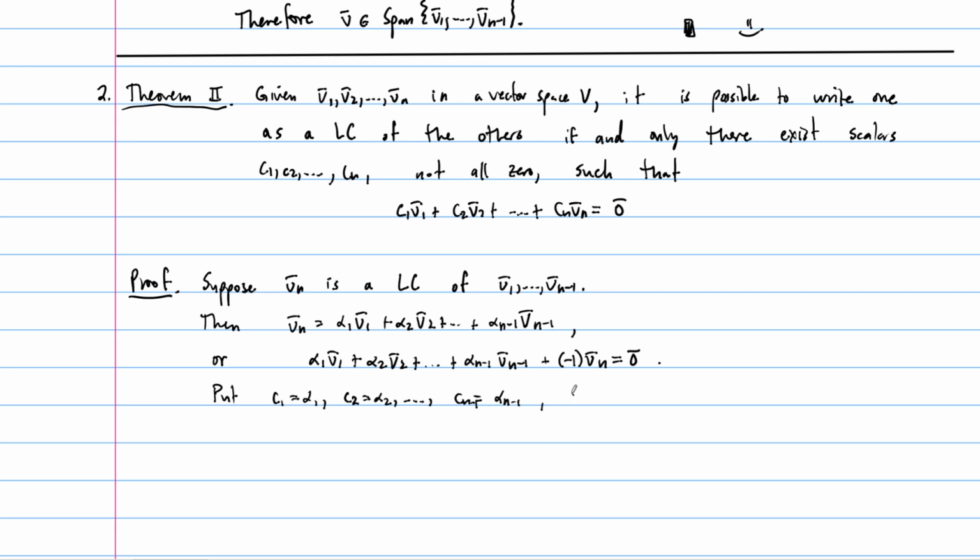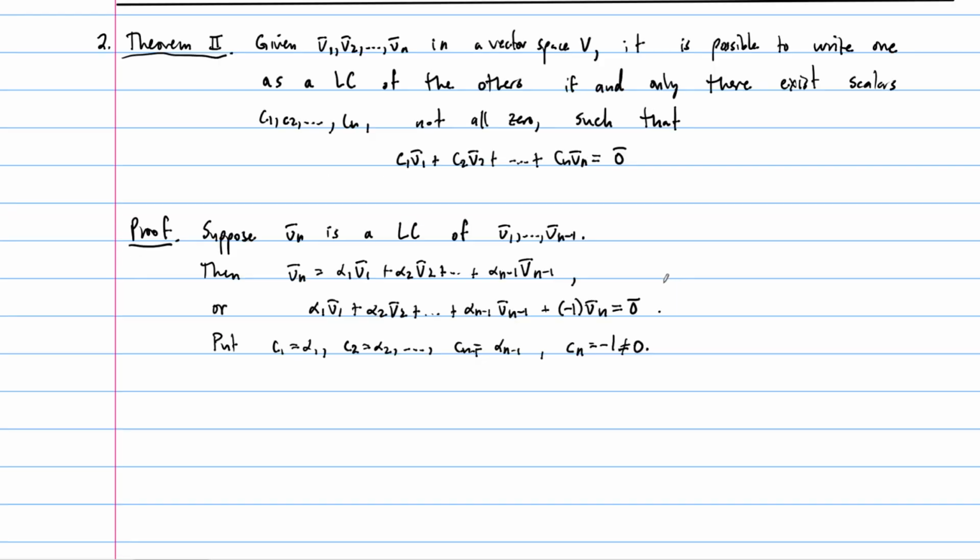But here's the key: some of these could still be 0, maybe all of these are 0. But the one that's definitely not 0 is this: C sub n is equal to negative 1, which is not 0. And therefore, we've got that direction. So we've got constants for which at least one of them is not 0, and the linear combination of those vectors is equal to the 0 vector. Okay? So that's one direction.